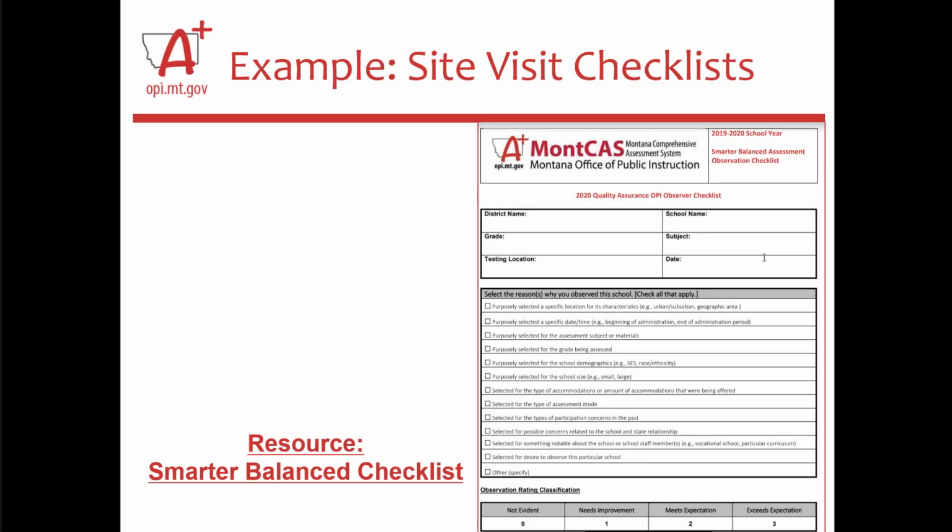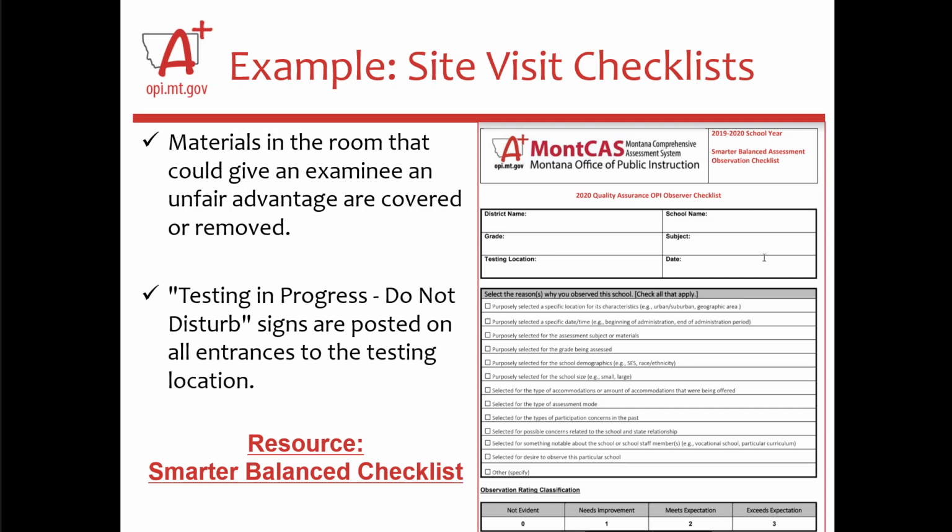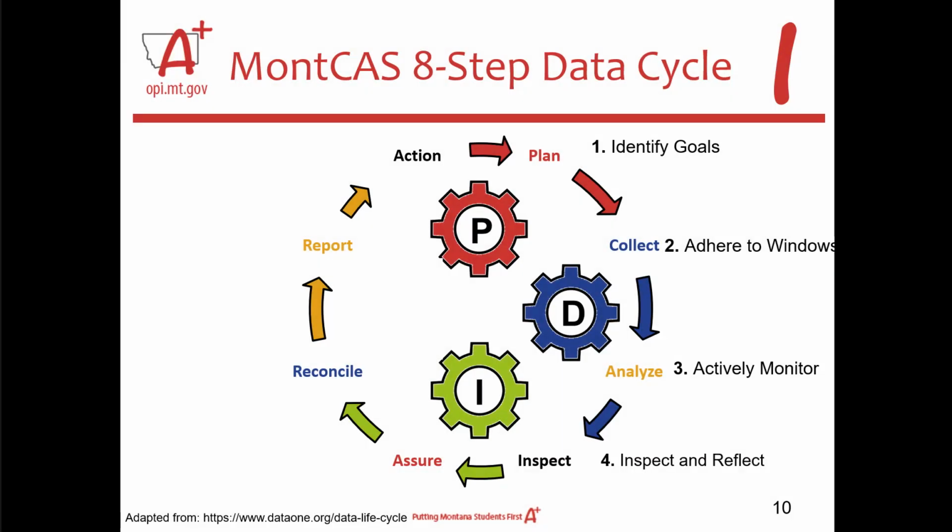Here is an example of the Smarter Balanced Assessment Observation Site Visit Checklist. This can be used locally and is the same version used by the OPI. For example, observer checks to observe if materials in the room could give an examinee an unfair advantage are covered or removed. Or, testing in progress, do not disturb signs are posted on all entrances to the testing location. These are just a few ways to monitor before and during assessment. This local monitoring example now transitions into what to do with the information once you have it.